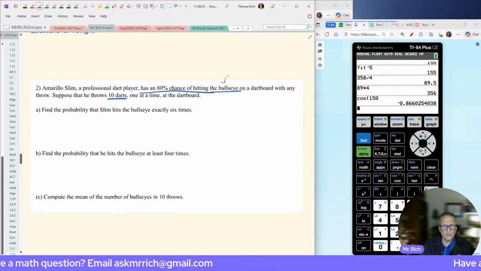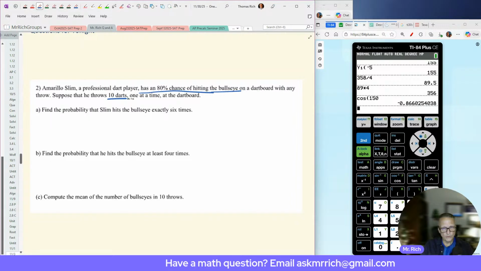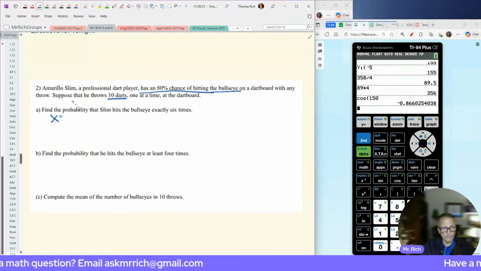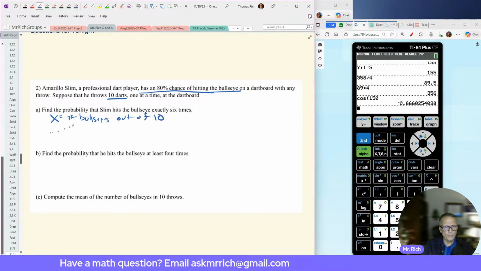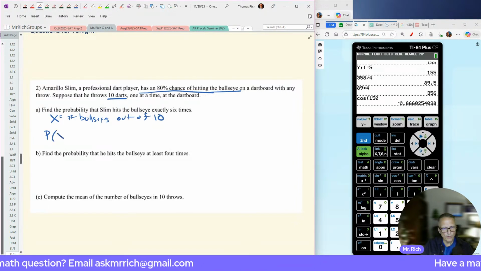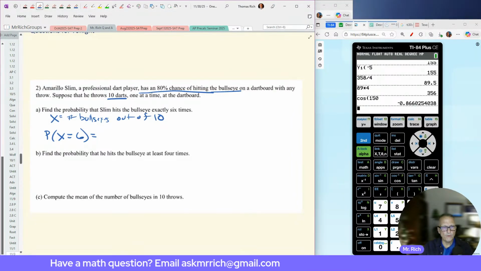So this is what we call a binomial random variable. That is, how many times Slim is going to hit a bullseye. So we're going to let X be our random variable, and that is the number of bullseyes out of 10. And so what we're asking is, what is the probability that our random variable will be exactly 6? So this is a binomial probability problem.